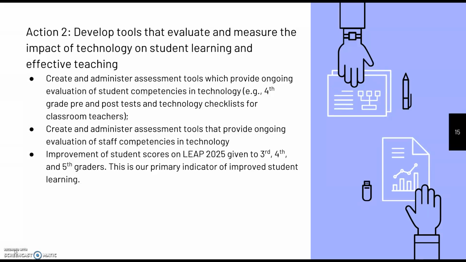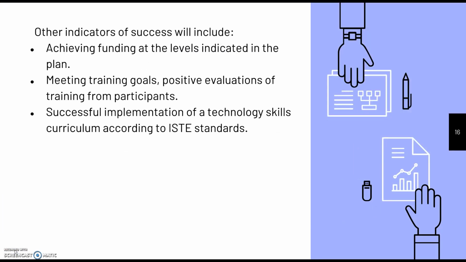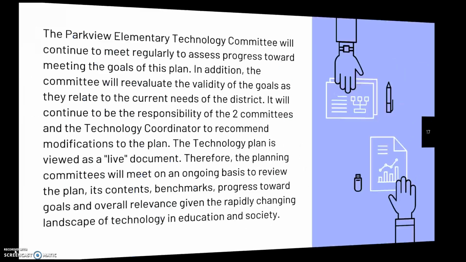Action Plan 2. Develop tools that evaluate and measure the impact of technology on student learning and effective teaching. Create and administer assessment tools which provide ongoing evaluation of student competencies in technology. Create and administer assessment tools that provide ongoing evaluation of staff competencies in technology. Improvement of student scores on LEAP 2025 given to 3rd, 4th, and 5th graders. This is our primary indicator of improved student learning. Other indicators of success will include achieving funding at the levels indicated in the plan, meeting training goals and positive evaluations of trainings from participants, successful implementation of the technology skills curriculum according to ISTE standards.